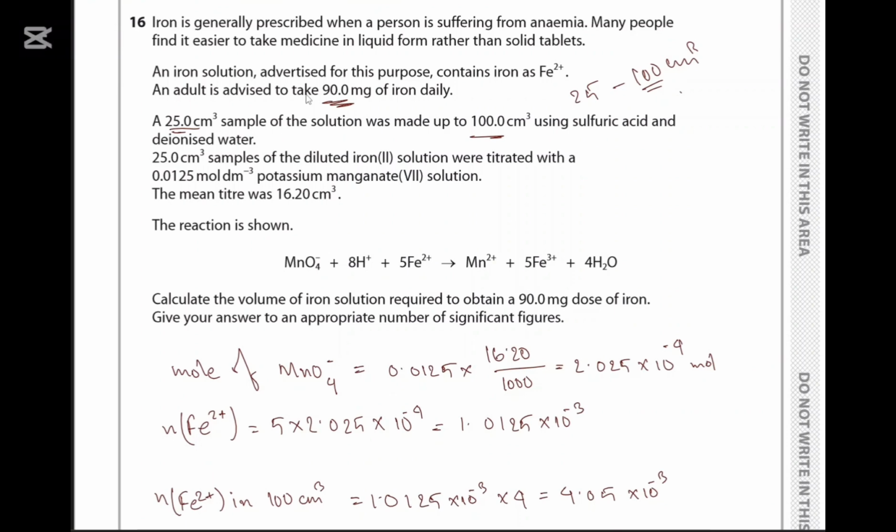So the 25 cubic centimeter sample solution was made up to 100 cubic centimeters using sulfuric acid and water. 25 cubic centimeters of this 100 cubic centimeters was then taken and titrated with this concentration of potassium manganate, and the volume was found. So I have the volume and the concentration of the potassium manganate. I can easily find the moles of the manganate ions, and I found this.